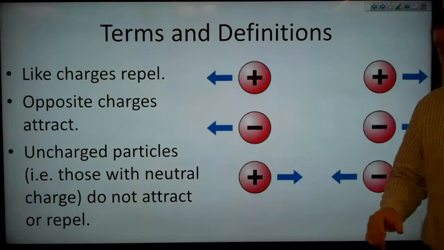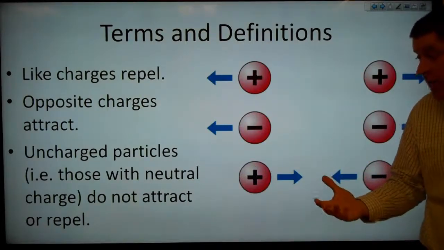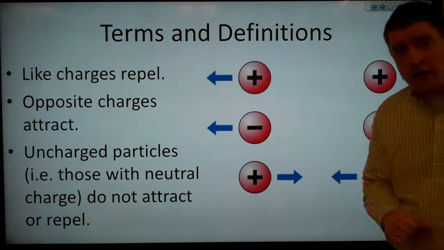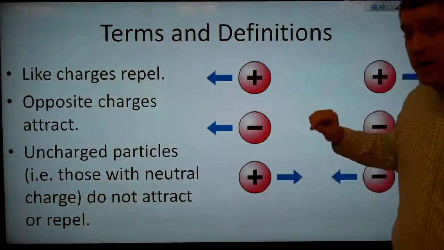Uncharged particles, in other words those with neutral charge, don't attract or repel each other. They'll just sit there not influencing each other at all, at least not electrically.